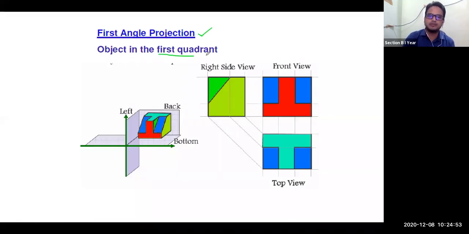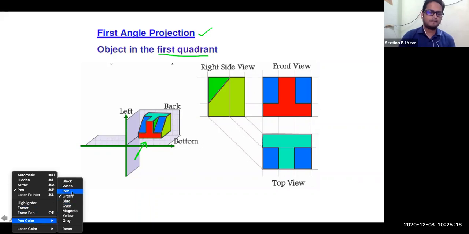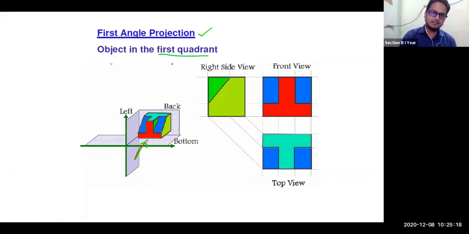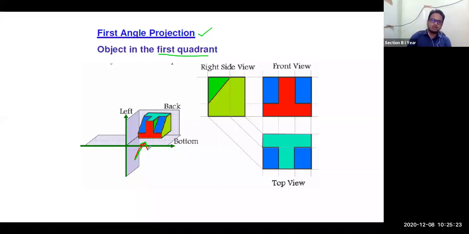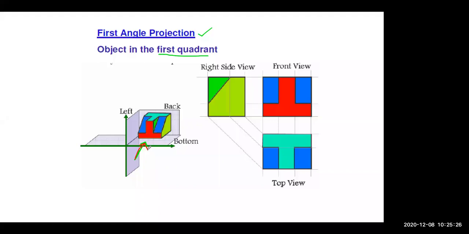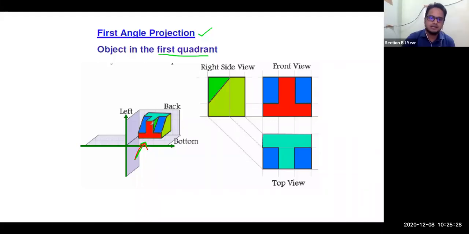Object is placed in your first quadrant. This is the object, and we have used some color codings. If the observer is looking from this side, let me draw. If the observer is looking from this side, now here it is easy to differentiate since color codings are used. So from the front side, which are the two colors that you will be able to see? Red and blue. Yes, red and blue.